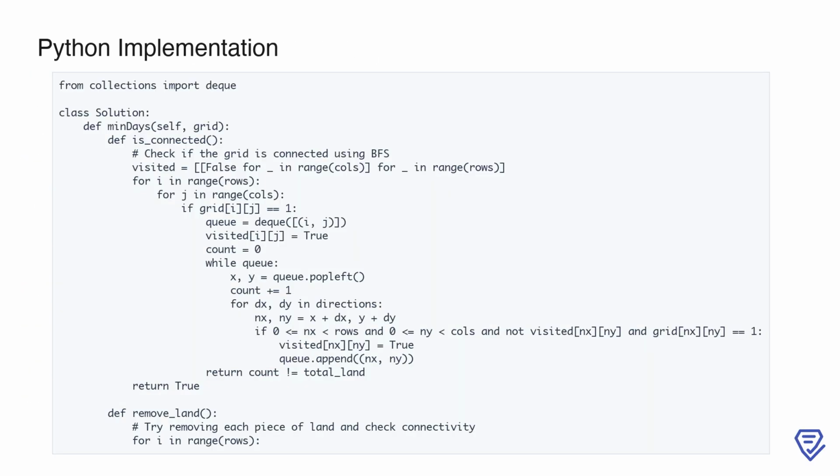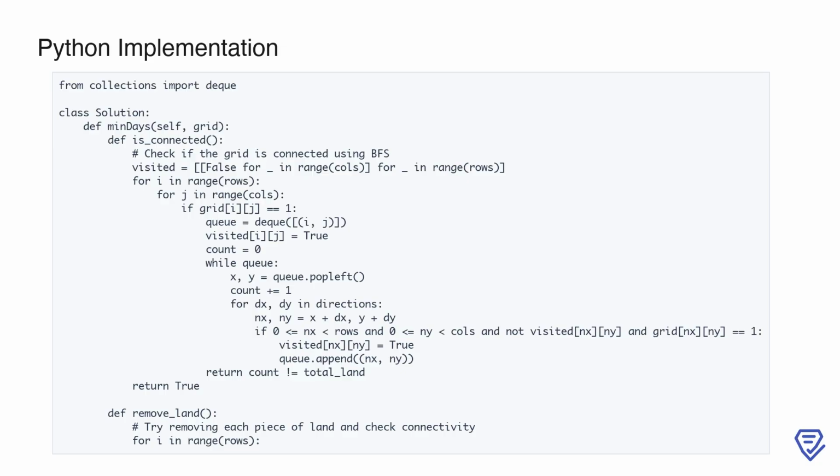To solve the problem of determining the minimum number of days required to disconnect an island, we begin by defining a function called is_connected. This function checks whether the grid representing the island is still connected. To do this, we initialize a visited matrix to keep track of which cells have already been explored. Next, we iterate through all the cells in the grid to find a land cell, represented by the value 1. Once we find such a cell, we use a breadth-first search, or BFS, to traverse all connected land cells. During the BFS, we maintain a queue to explore neighboring cells and ensure that we don't revisit cells by marking them in the visited matrix.